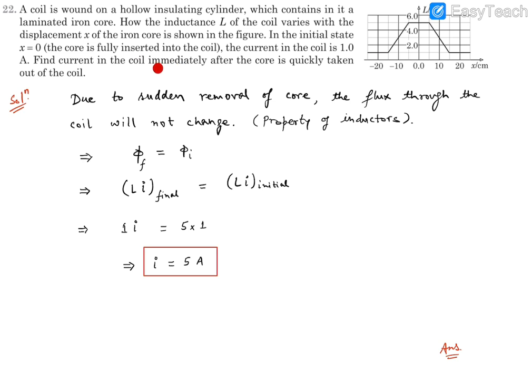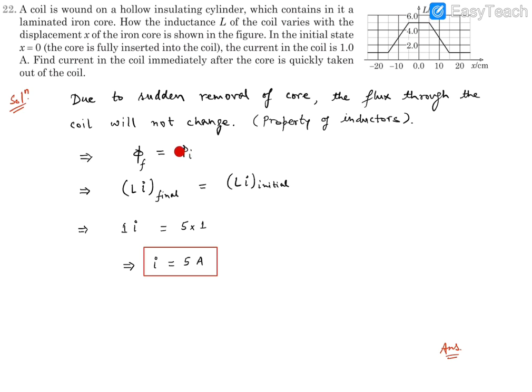Now since the core is quickly taken outside, in any coil, if we make any quick change, something does not change, that's the flux passing through it. So due to sudden removal of the core, the flux through the coil will not change. That's the property of inductors. Now, flux will not change, so whatever the initial flux was, that same remains at the final. So final flux must be equal to initial flux.